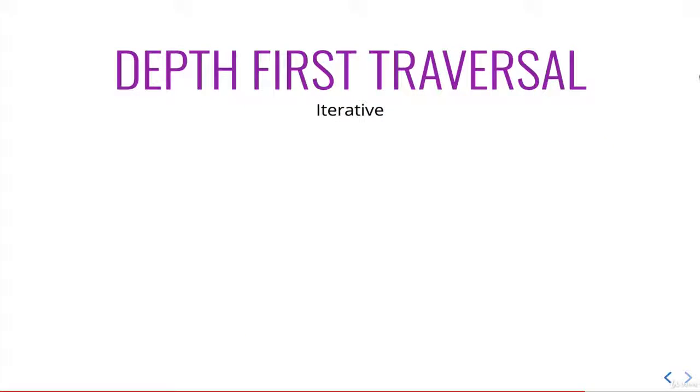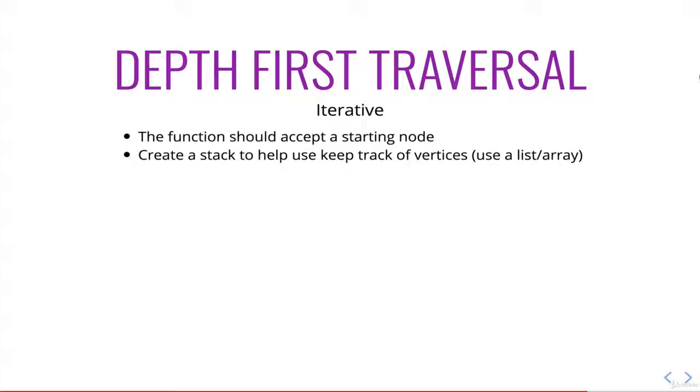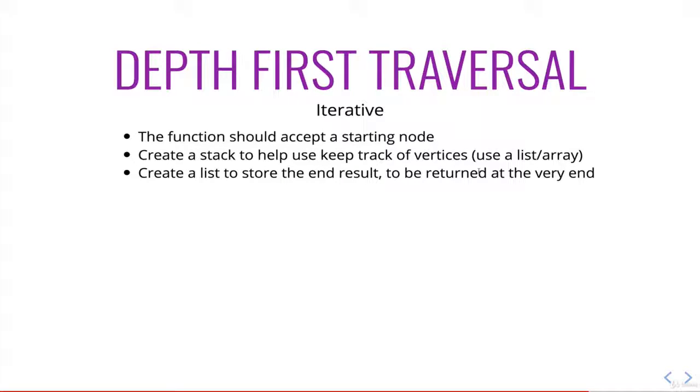All right, so here's the more detailed pseudocode. Write your function. I'm going to call mine depth first iterative, and it should accept a starting node. I'll just call it start. Then create a stack. An empty array is what I'm going to use, but again, it's up to you how you want to implement that, just to keep track of vertices. Create a list or an array to store the end result. I'll call mine result. It should begin as an empty array.